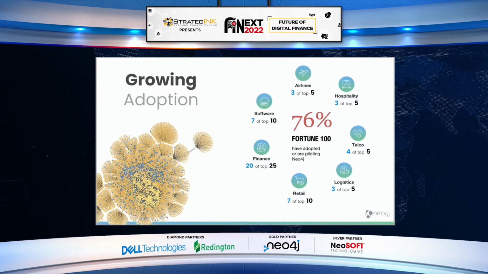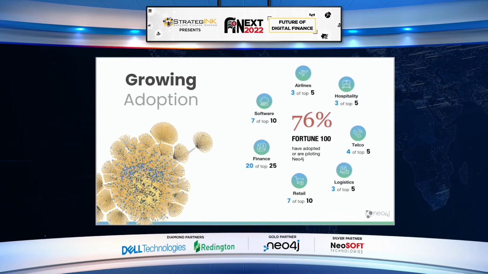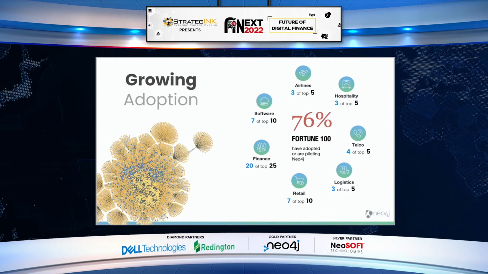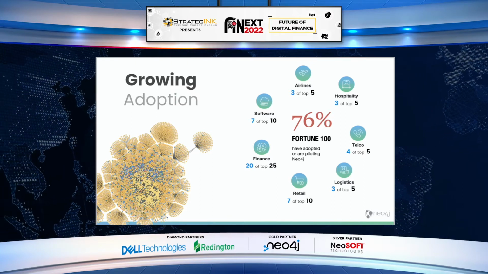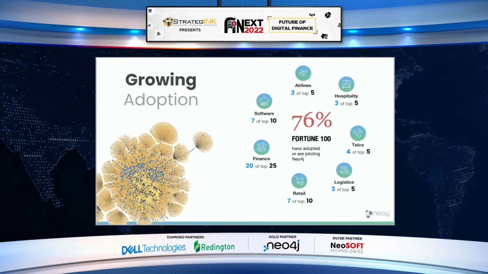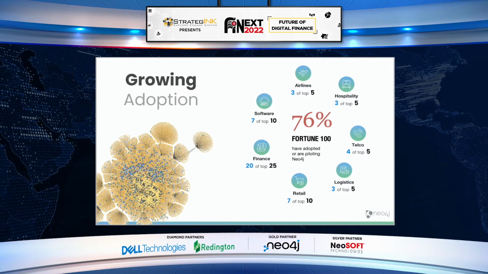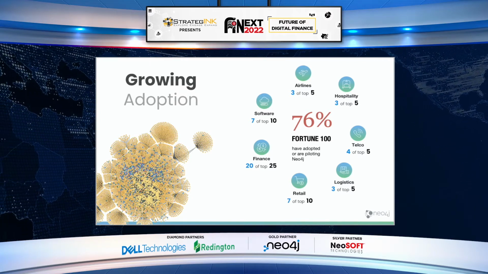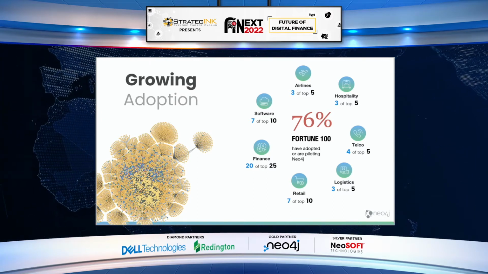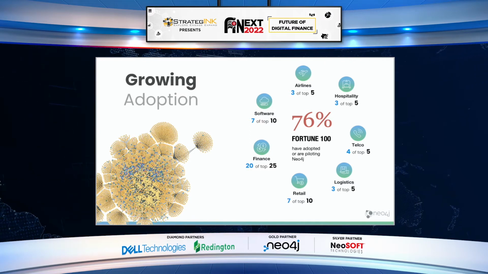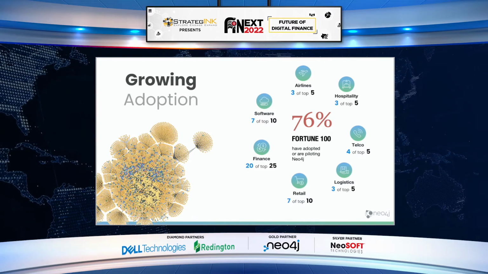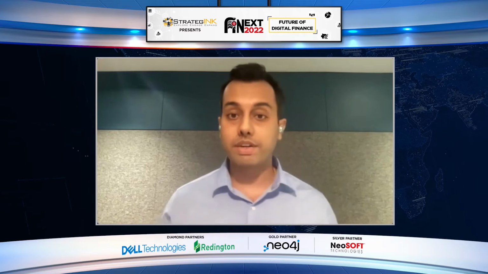On the enterprise side, more than 76% of the Fortune 100 has adopted or are piloting Neo4j's graph database technology. 20 of the top 25 finance organizations, 3 of the top 5 airlines, 3 of the top 5 hotel industries, telcos, logistics, all of the top Fortune 100 companies are using this. If you've ever sent money overseas, if you've ever taken a flight, if you ever stayed at Marriott, more likely than not, you're part of Neo4j databases across the world.